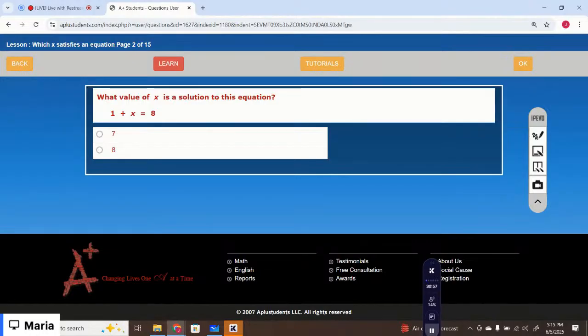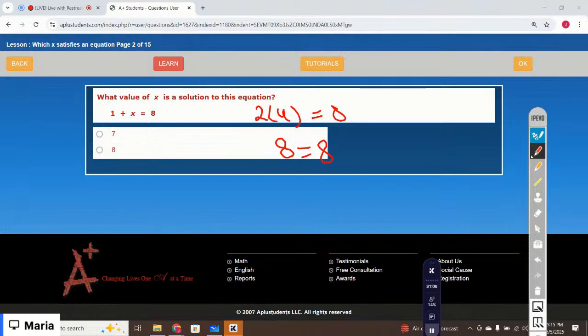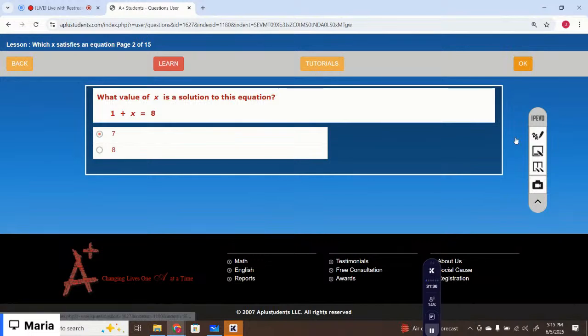What value of x is the solution to this equation? Let's check with the first value, that is 7. So 1 plus 7 equals 8. Yes, the correct option is option number 1.